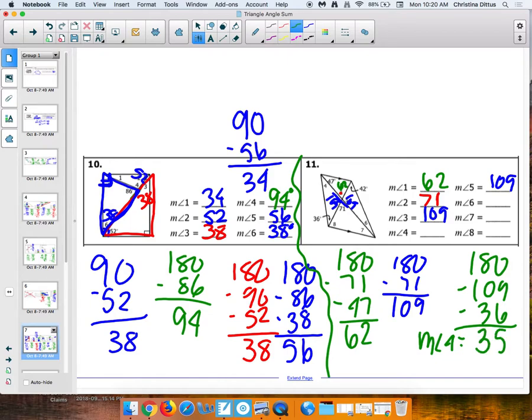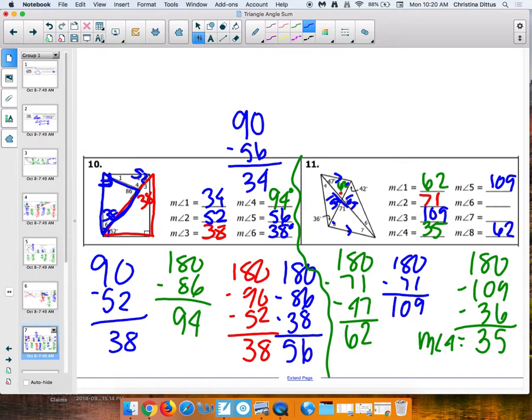8 is 62. Good, Karma. Why is 8 62? Alternate interior. Perfect. Karma, notice that we got these little triangle things, which means they are alternate interior. So if this angle is 62, 8 has to be 62.